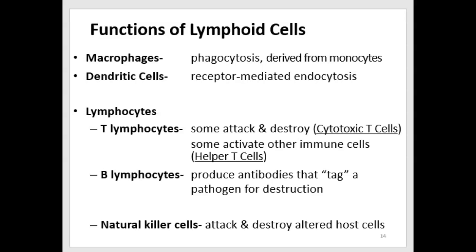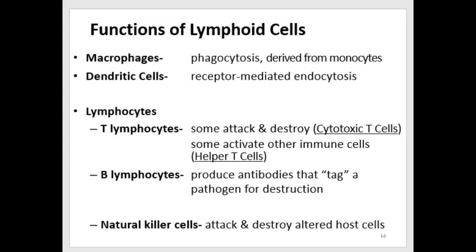The second type of lymphocyte is the B lymphocyte. These are the cells that produce antibodies that recognize a specific pathogen or foreign antigen and tag it for destruction, or tag it so that macrophages will recognize it more easily and phagocytize it.